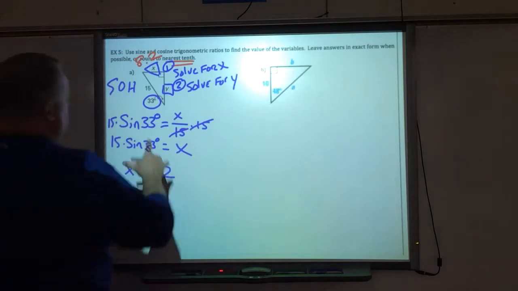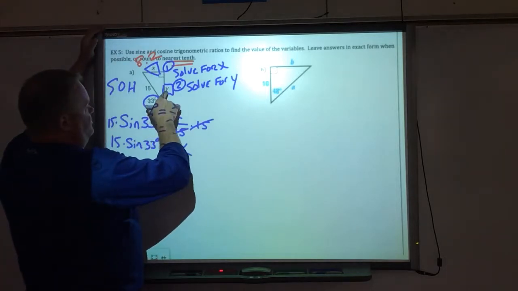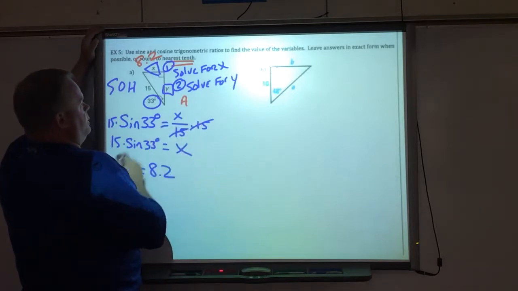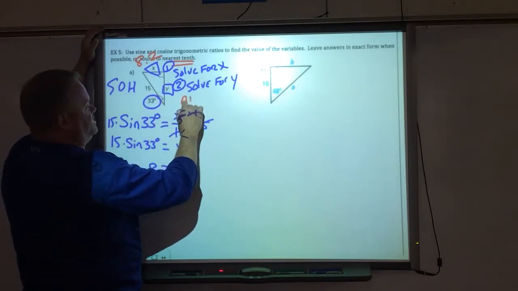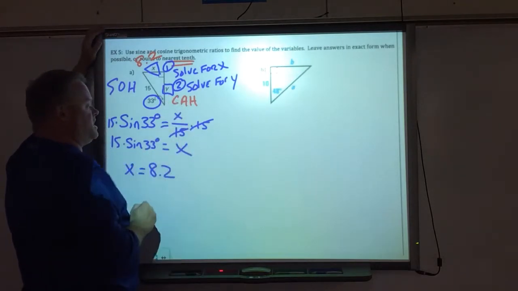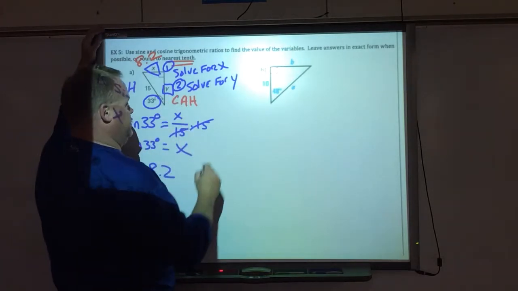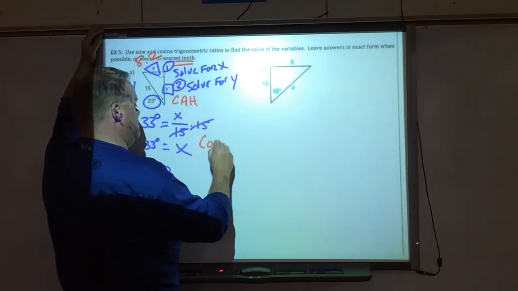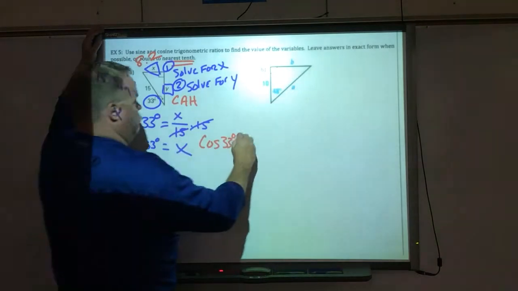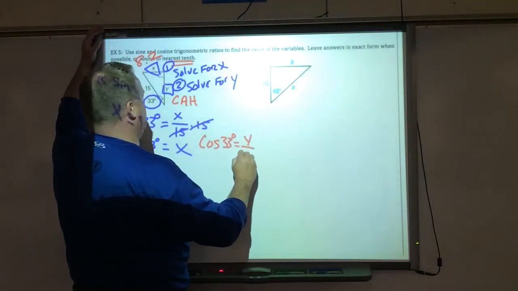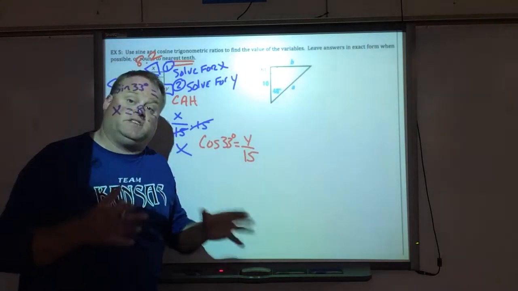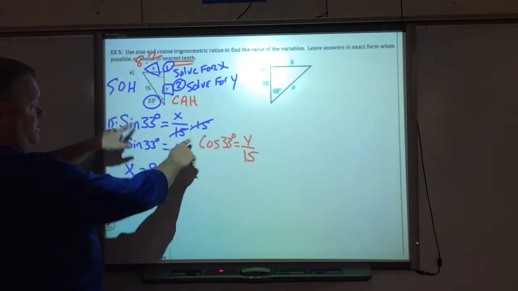Well, let's see. I want y, which means I've got adjacent to 33, adjacent. And I have hypotenuse again, so I have this. Well, a and h. That's right. That's a ka. So we're going to do cosine this time. So cosine of 33 degrees is equal to adjacent y over hypotenuse 15. Done exactly the same way. Look, everything is going to match.